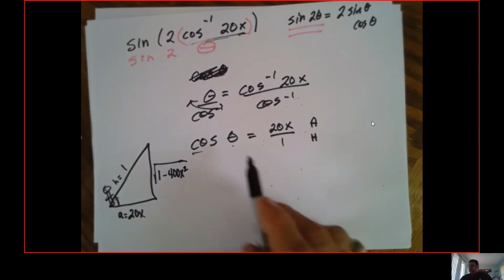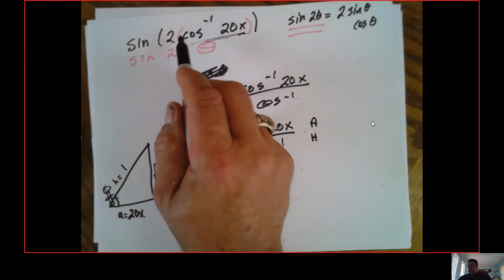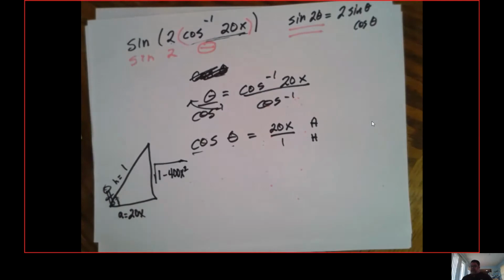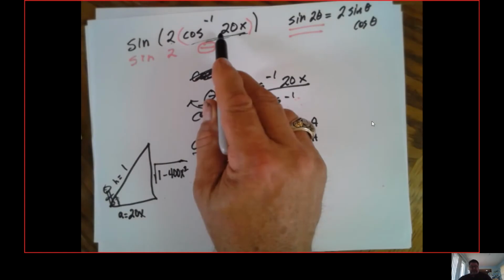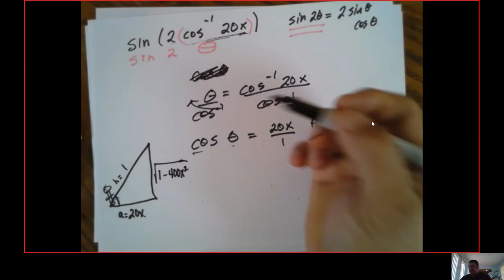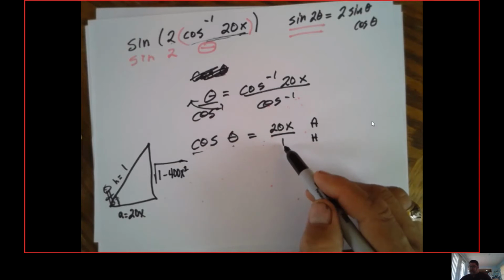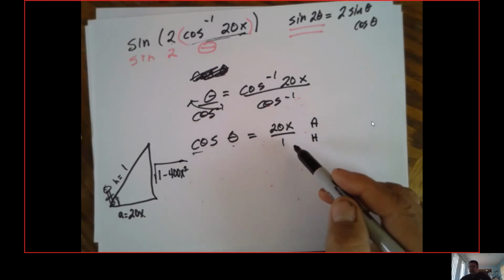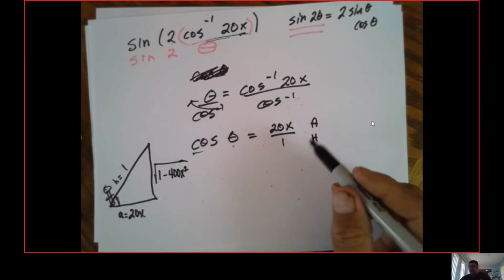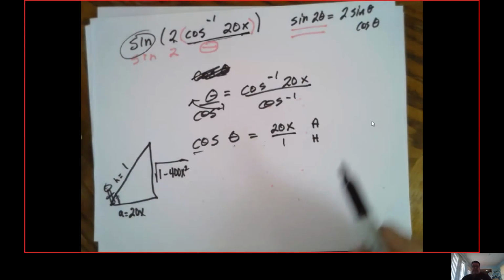Okay, I got the cosine of this. Now remember that 2's out there. So technically, you can do the sine and multiply it by 2 because I just found this. Okay, so I could say 2 sine theta and then 20x over 1. I could do that, 20x. Yeah, we could do that. Or I could go ahead and take the sine and multiply it by 2. I think I'll do that.